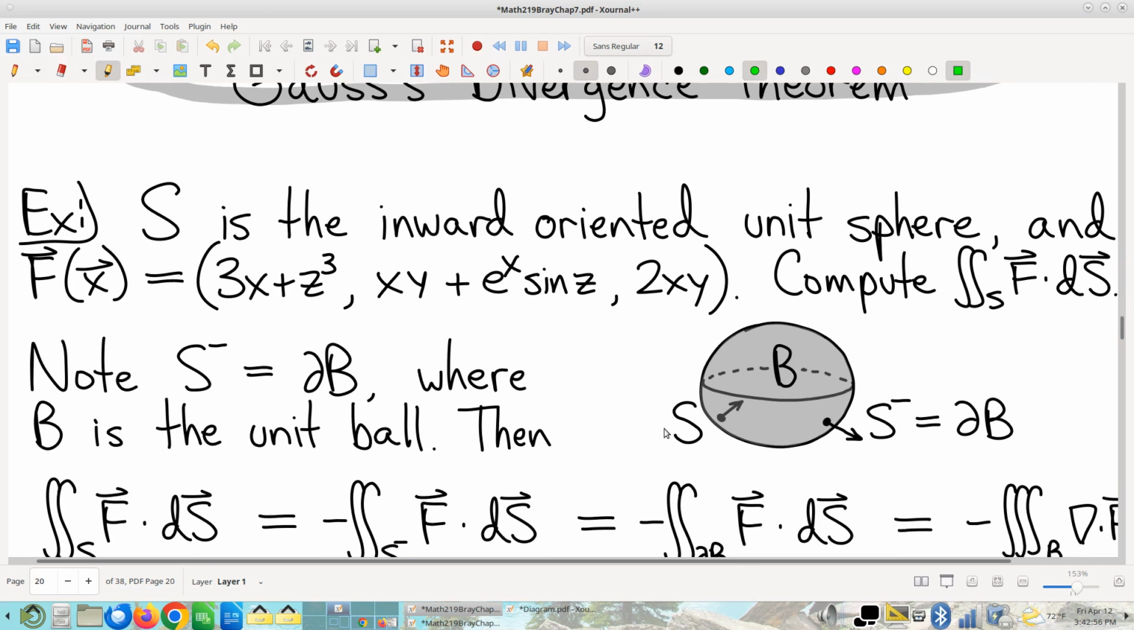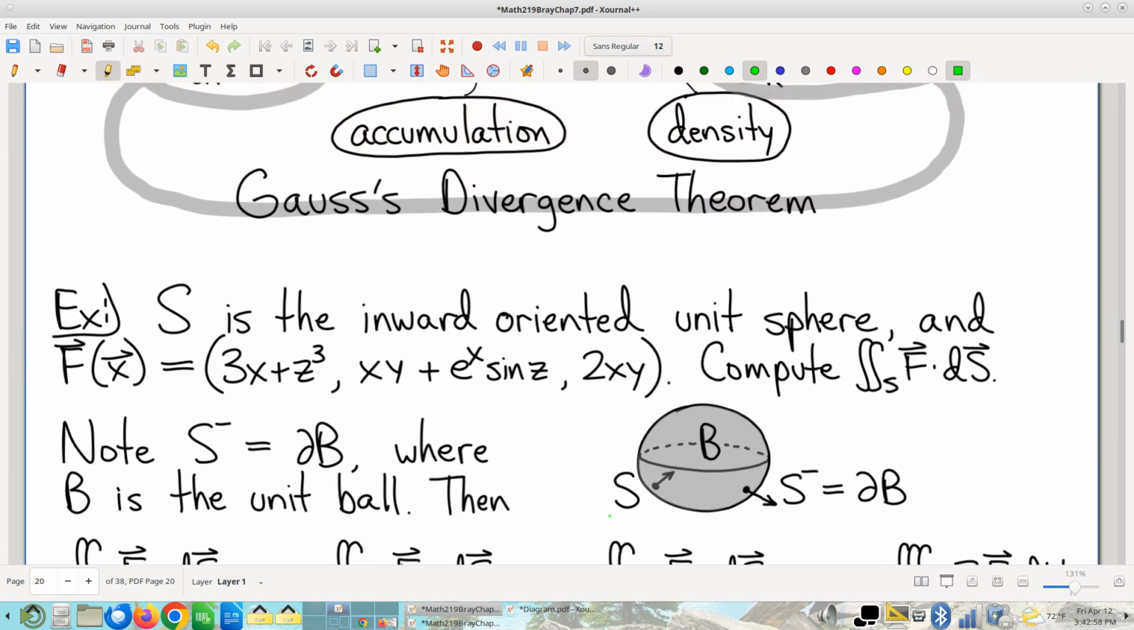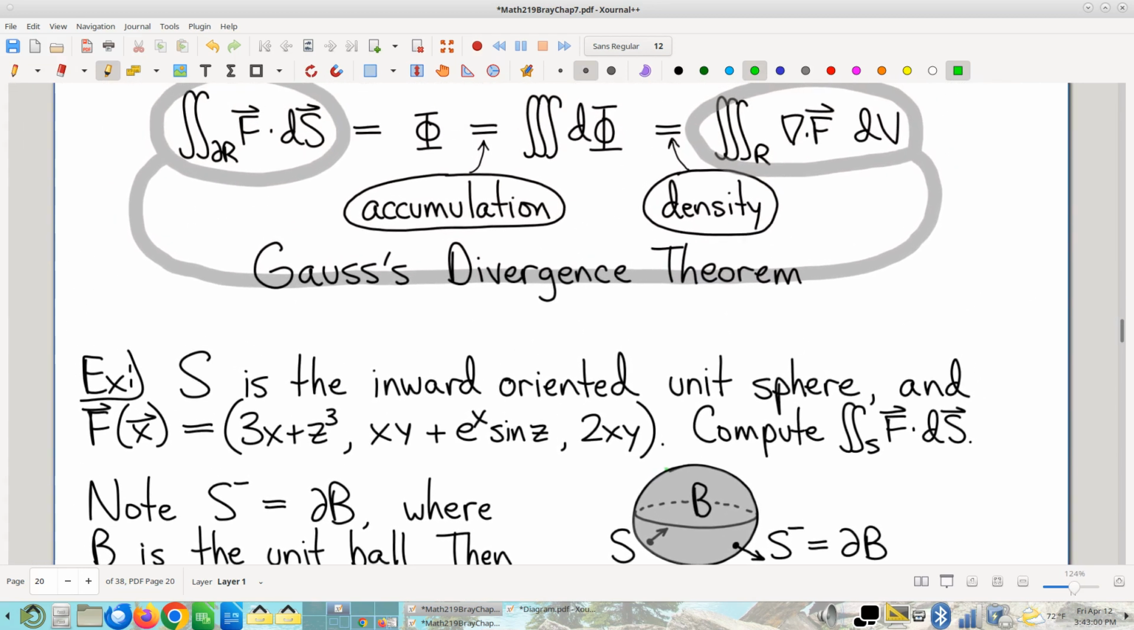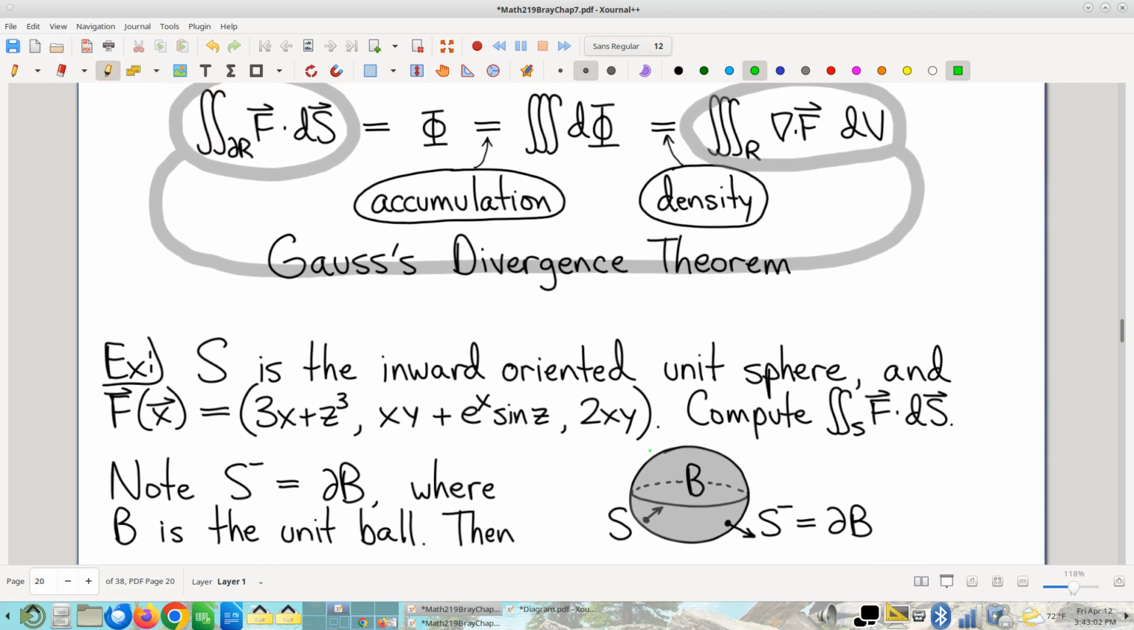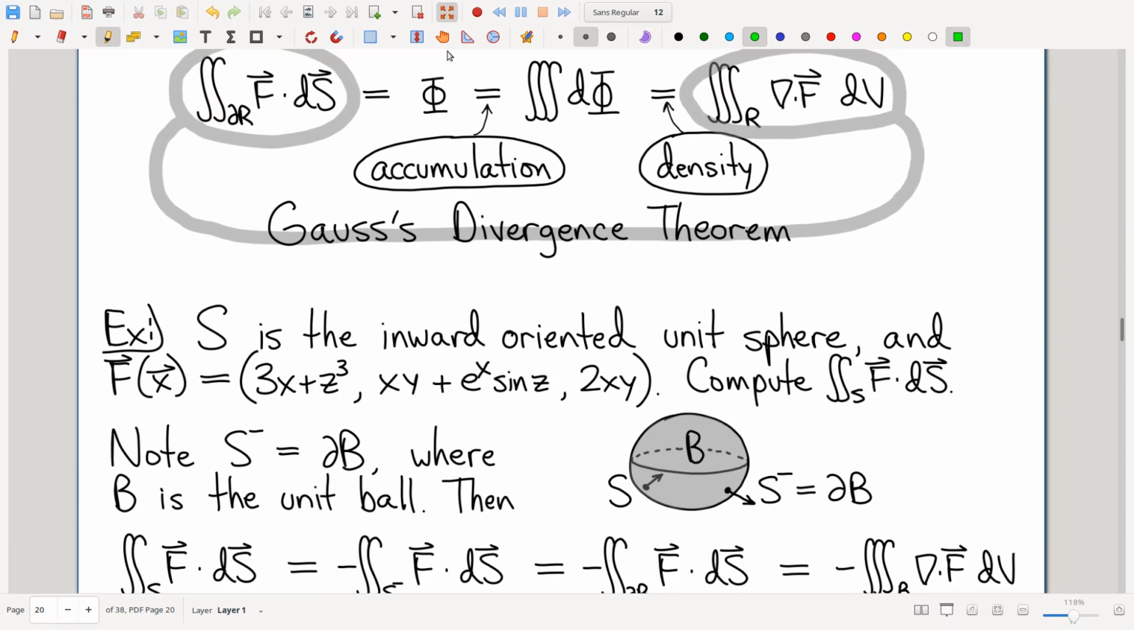Now, this is a computational example. Let's see, I'm going to try to get this all on the page. There we go. About like, oh, you know what? I can hit that button. Okay, that's better.